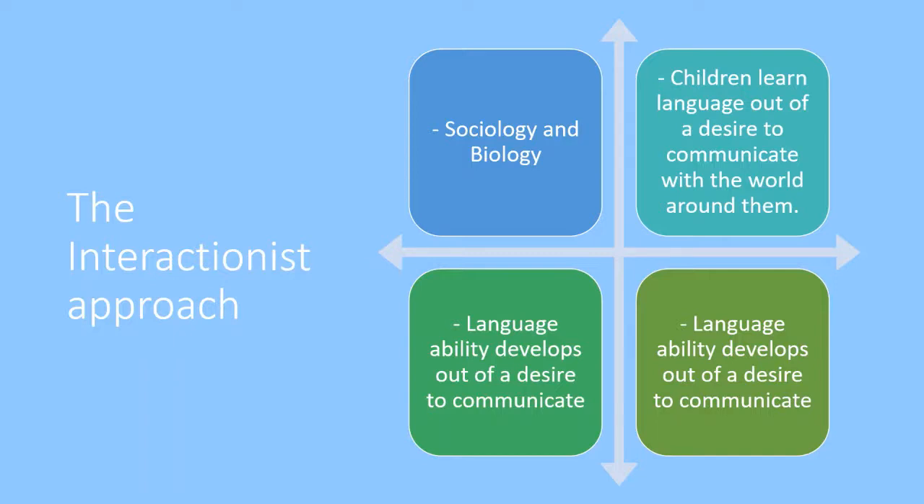So the interactionist approach claims that if your language ability develops out of a desire to communicate, then language depends upon social interaction. For example, infants being raised by only their mother are more likely to learn the word mom and less likely to learn other words. Among the first words we learn are ways to demand attention or food.